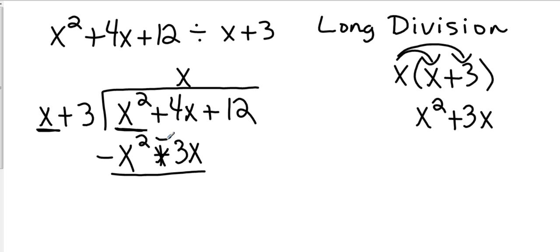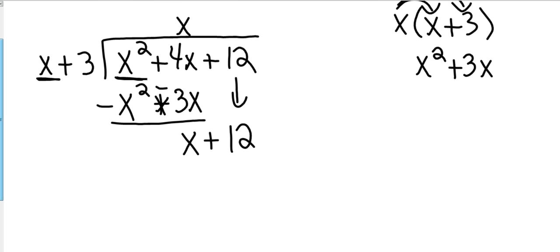So x squared minus x squared is going to cancel. That's what we want. 4x minus 3x is 1x. And then I bring down my next term, just like good old long division. Now I do the same thing. How many times does x go into x? And that's going to be 1. And then I don't have to go over and do my distributive property for 1 because I know x plus 3 times 1 is going to be x plus 3.